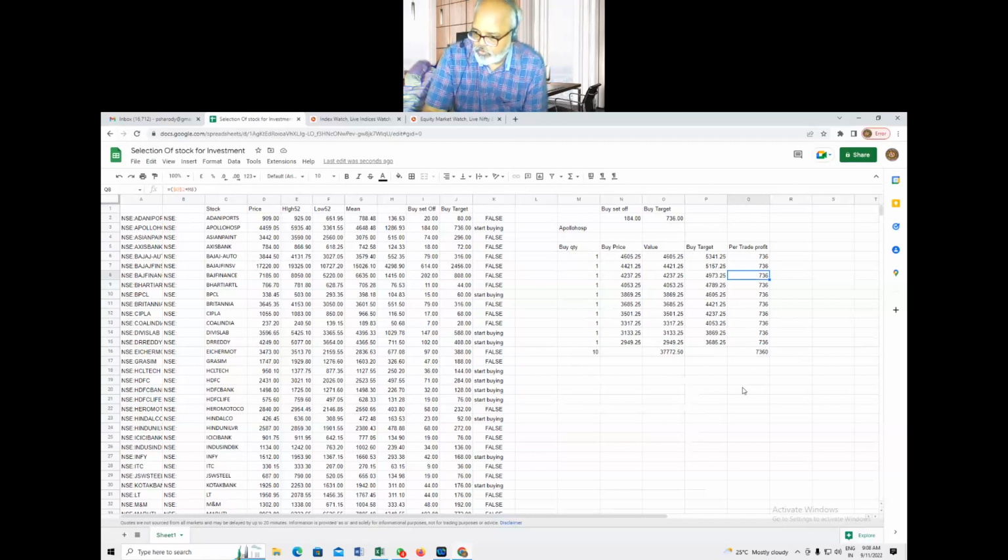You just have to fill in the Google sheet with these data: buy set off, buy target, starting price, and the quantity that you wish to buy, and the system will continuously buy for you when the market tanks.